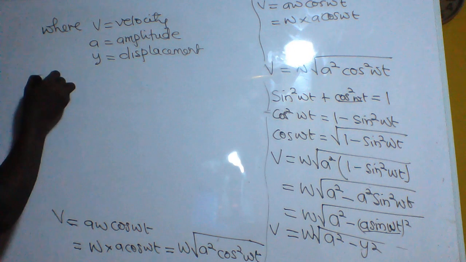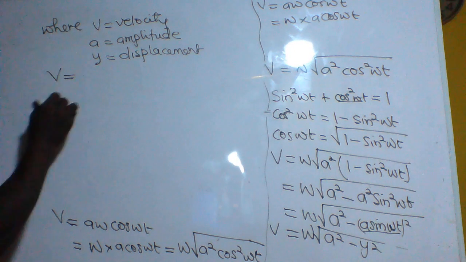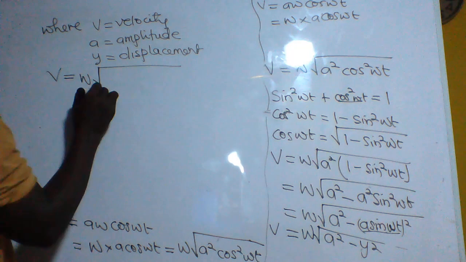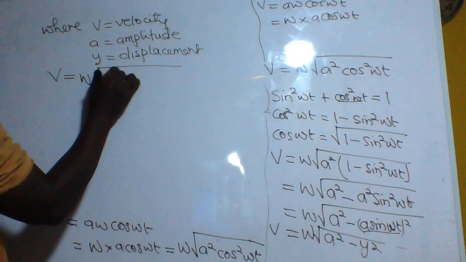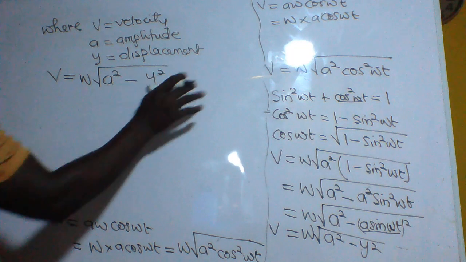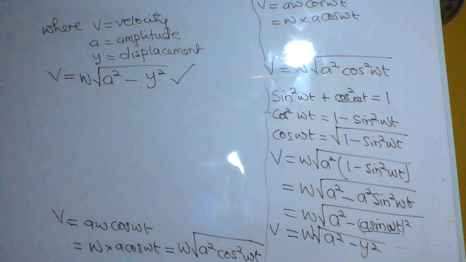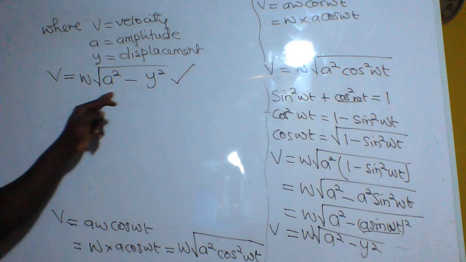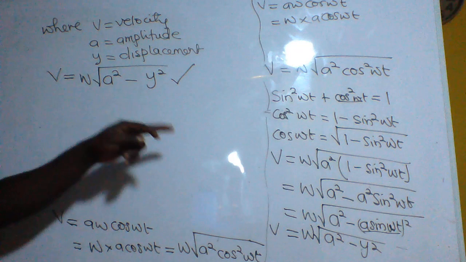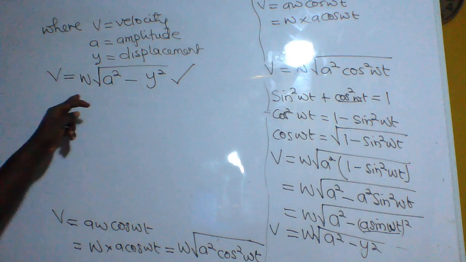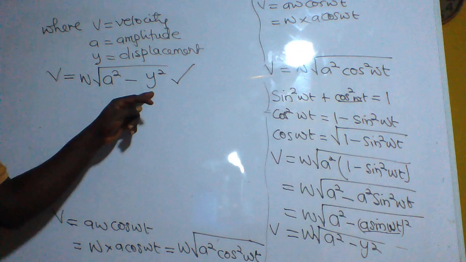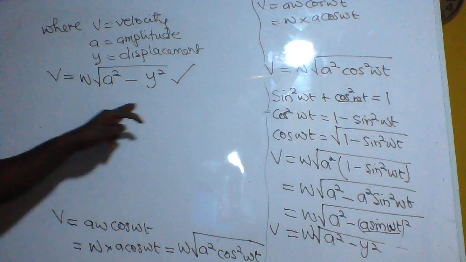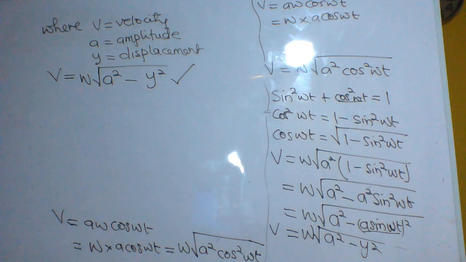So it means that the velocity, omega in terms of the amplitude, is equal to this. So this is the velocity of the oscillating body in terms of the amplitude, displacement. So whenever you are given the displacement, at around the equilibrium position, this is how you can determine the velocity of the oscillating body.